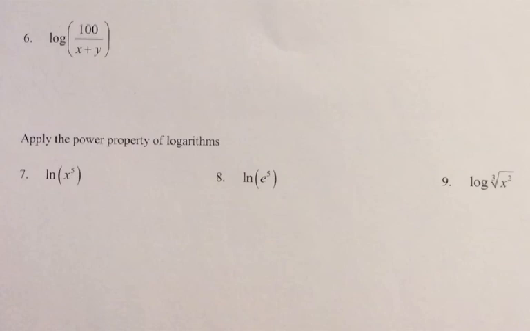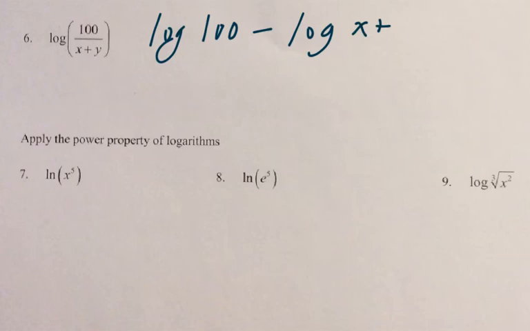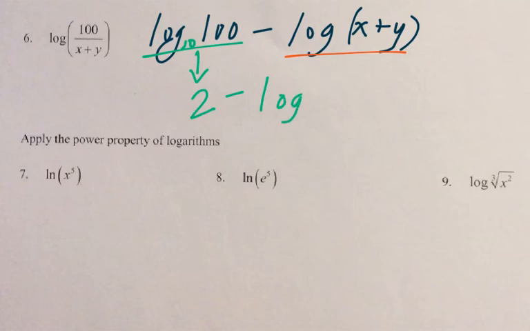This next one, though, for number 6, we end up getting log base 10, which is assumed, of 100 divided by x plus y. So I'm going to end up having log of 100 minus log of x plus y. Remember, that cannot be separated. So this term right here is good. This term right here, though, that I'm underlining in green, can actually be simplified because the base here is assumed to be 10. 10 to what power is 100? That's going to be 2. So this just simplifies down to 2, and I bring down that other term.